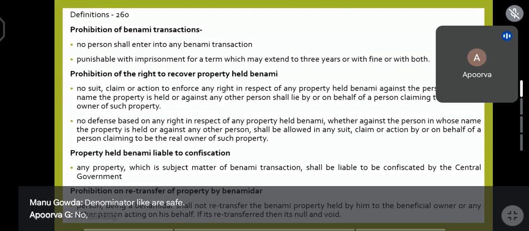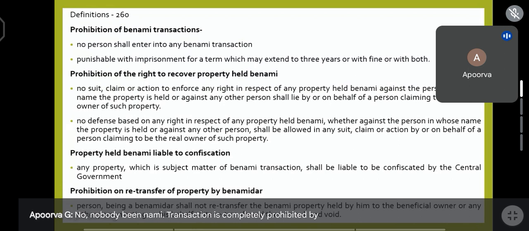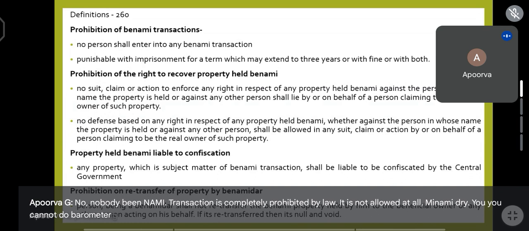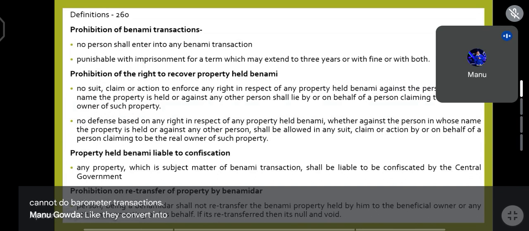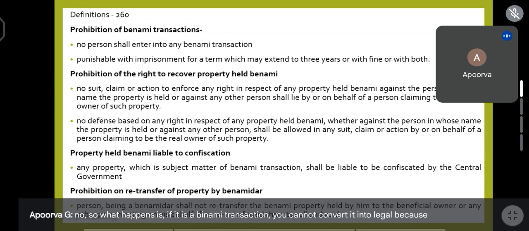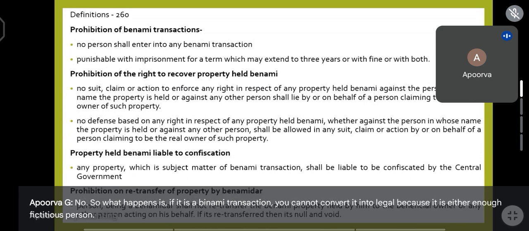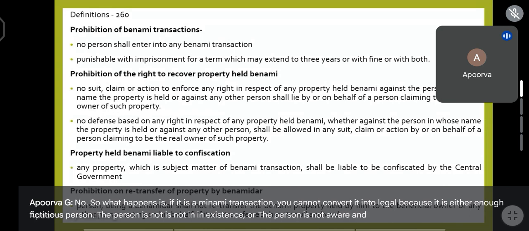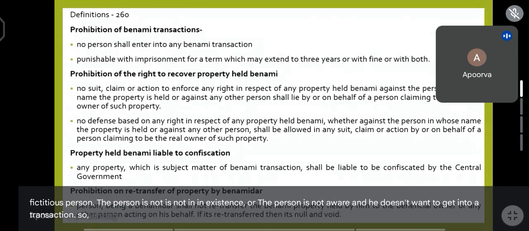No, a benami transaction is completely prohibited by law. It is not allowed at all. You cannot do benami transactions. They say these convert into legal in many cases, but if it is a benami transaction, you cannot convert it into legal, because either the person is fictitious and not in existence, or the person is not aware and doesn't want to get into the transaction. So you cannot convert benami transactions into proper valid transactions.